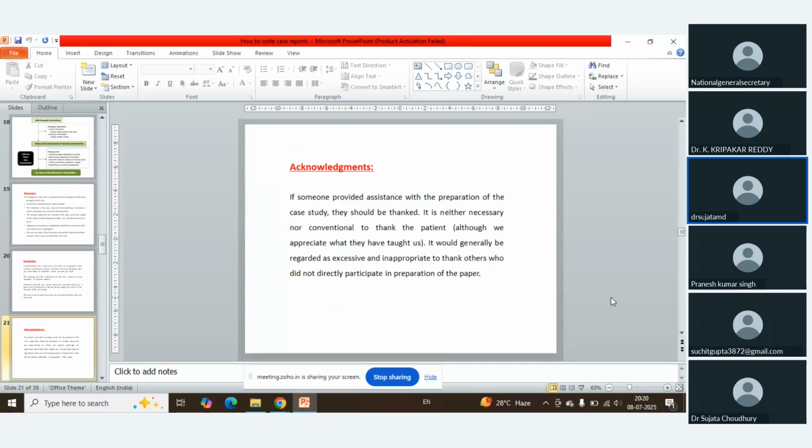And at last, acknowledgement. If someone provided assistance in the beginning, I have told that in the author section. So if anyone provided you with assistance with the preparation of the case study, they should be thanked in the acknowledgement at the end of the article. It is neither necessary nor conventional to thank the patient, although we appreciate that they have taught us. We can give some appreciation to the patients also.